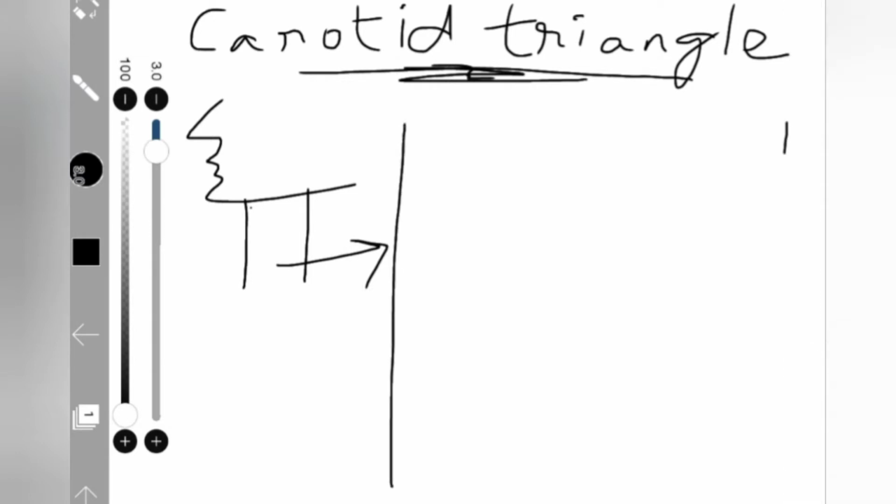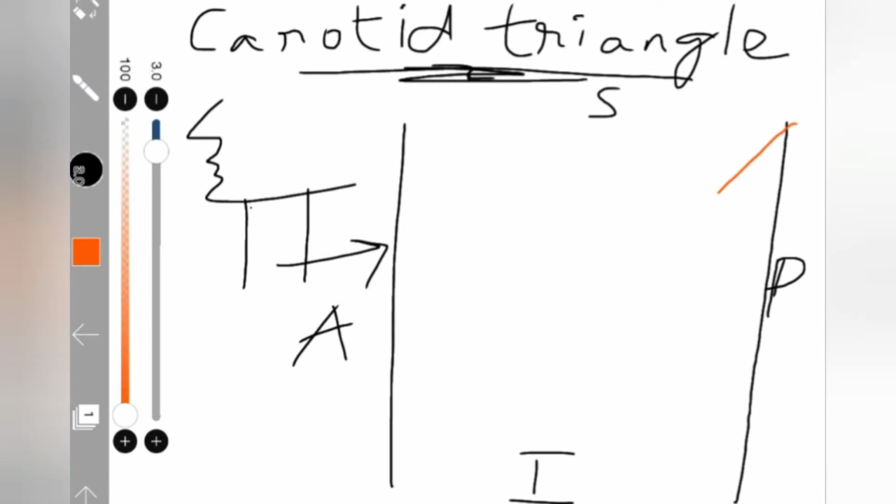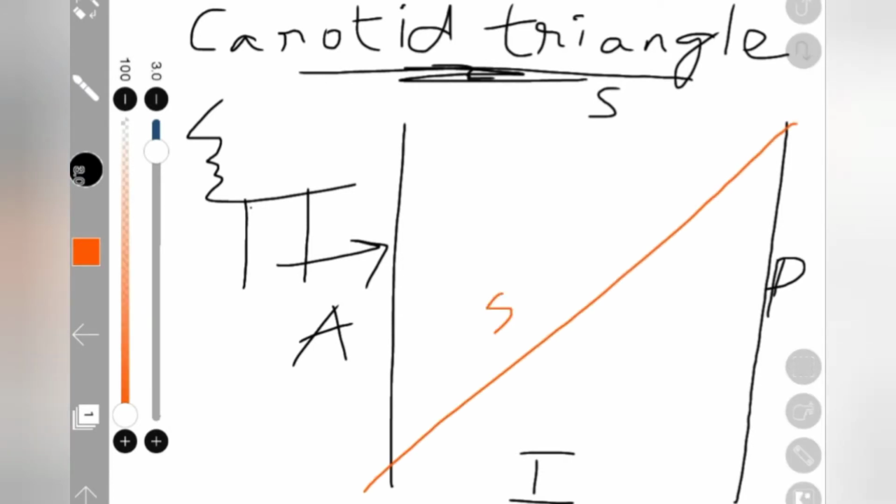I'm enlarging the neck. Okay, so this is superior, this is inferior, this is anterior and this is posterior. So this is the side of the neck. There's this muscle called sternocleidomastoid. This sternocleidomastoid runs across the neck and divides the neck into two triangles.